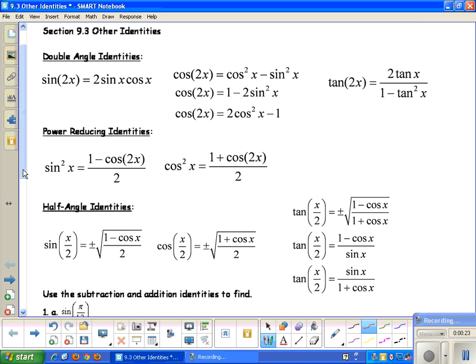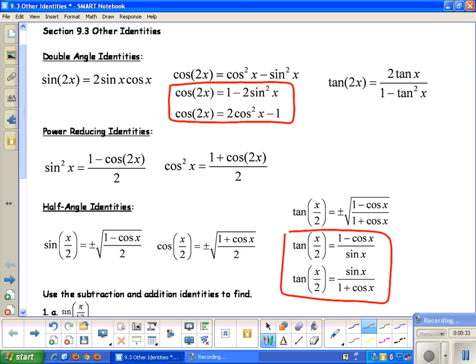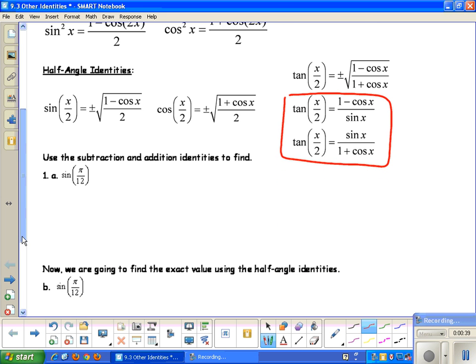have them memorized, and also these are the other forms for the cosine double angle, and also these are the other forms for the tangent half angle identities. So again, make flashcards or do what you need to do to have those memorized. So let's go ahead and look at the first question.